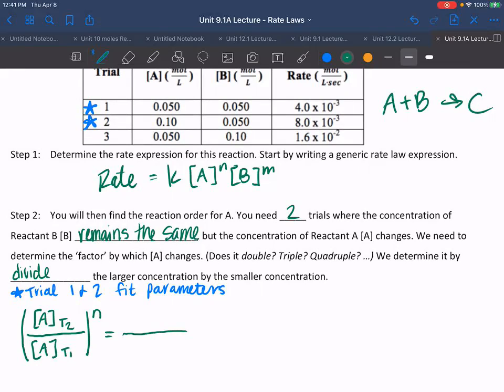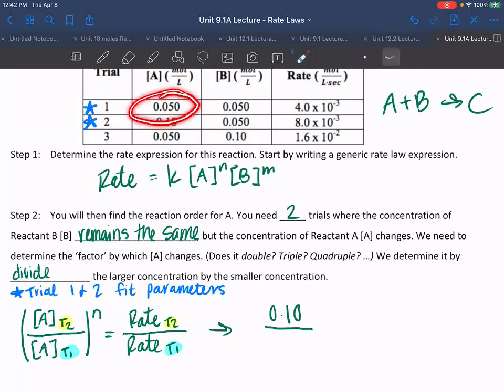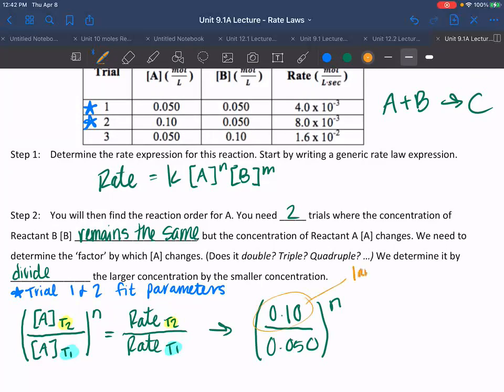And so what's important here is you need to keep the same order. You have to put the rate of trial 2 on top and trial 1 on bottom. So you need to make sure that the trials match. Keep that consistent. So when we go to sub the values in, the concentration of A from trial 2 is 0.10. That is going to be divided by the concentration from trial 1, which is 0.050, in parentheses, and N is what we're solving for. So again, I am going to make a note here, and you can do the same thing if you want, that we put the larger concentration on top.